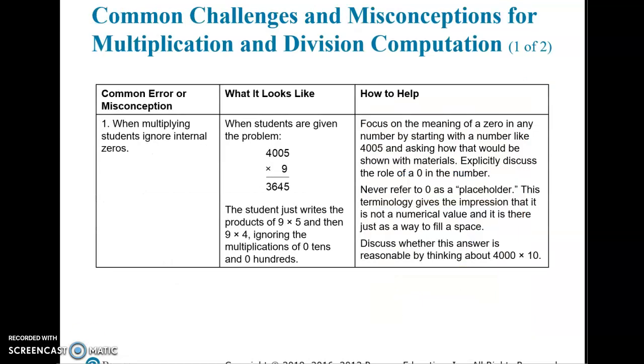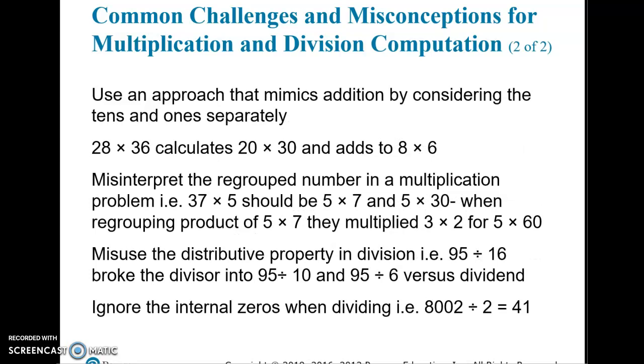Here we need to focus on the meaning of a zero in a number by starting with a number like 4005 and asking how that would be shown with materials. Use an approach that mimics addition. Return to the direct model using an array. Work back to show the links to the distributive property of multiplication over addition, including the listing of the partial products. This is interpreting the regrouping of a number in multiplication.